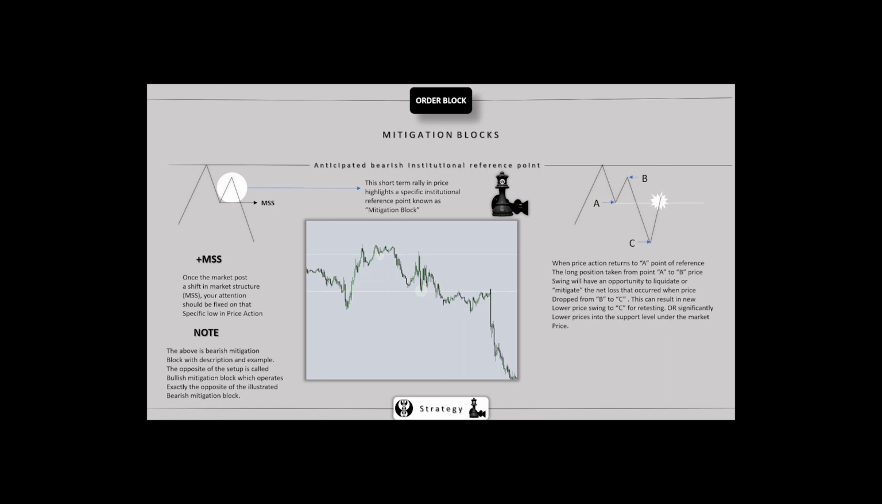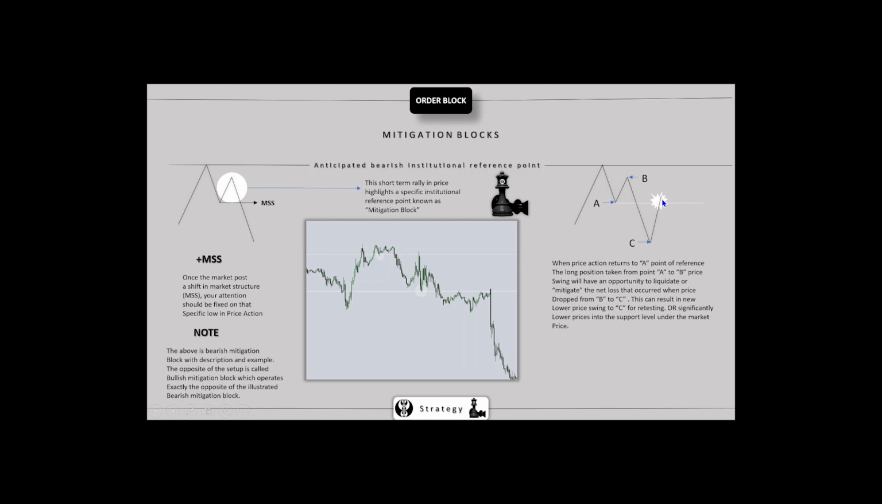When price action returns to A, the point of reference, a long position is taken from point A to B. The price swing will have an opportunity to liquidate or mitigate the net loss that occurred when price dropped from B to C. This can result in a new lower price swing to C for retesting, or significantly lower price in the support level under the market price. That's why we should always take a half or collapse the entire trade at point C after it retraced to our focus point.